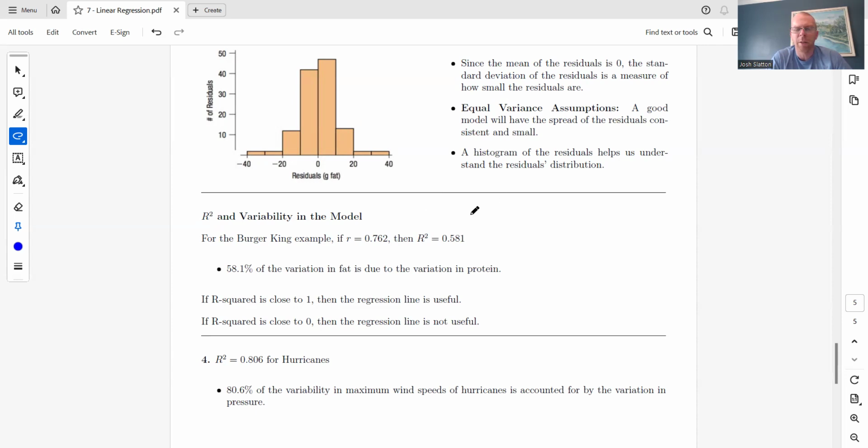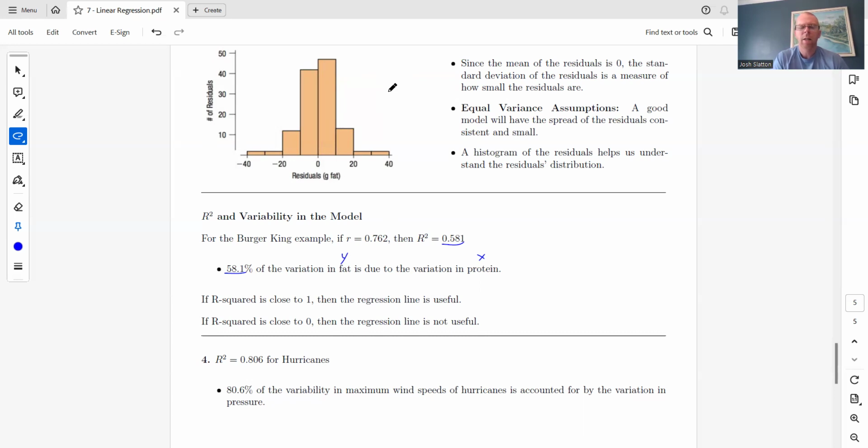And so what this 0.581 means is we can convert that to a percent, 58.1%. And so 58.1% of the variation in Y, which is fat, is due to the variation in protein, or X. And so what that tells us is how much is X actually affecting Y, and how much are they actually moving together, I guess. And maybe we shouldn't say affecting, because we're not looking at cause, we're just looking at relationship and correlation.